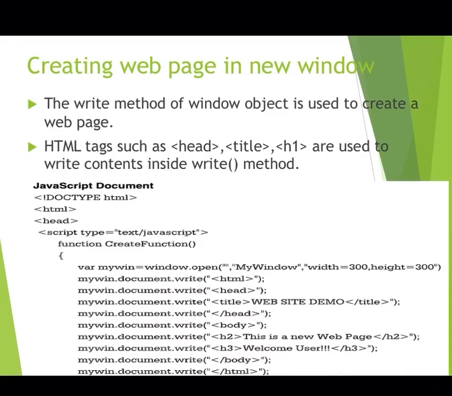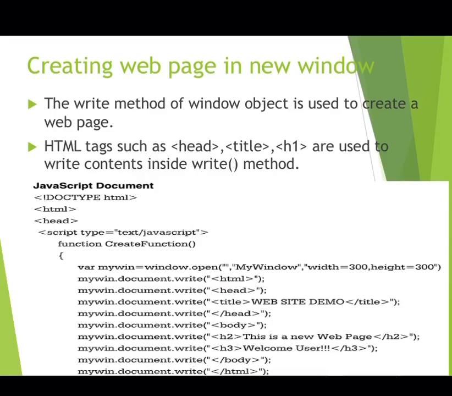So function name is createFunction, then we'll write the code to open a new window. So we'll take one variable my_win is equal to window.open, it will open a new window, URL we'll keep as blank, name of the window is my window, width and height we have given as 300 and 300. Now we are going to write the contents in the newly opened window. So my_win is the variable of that window.